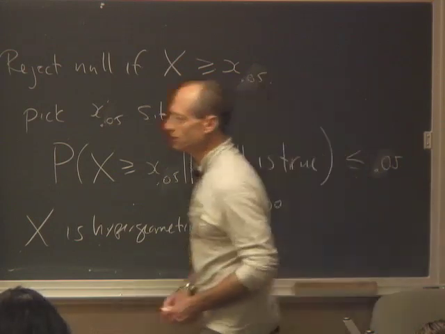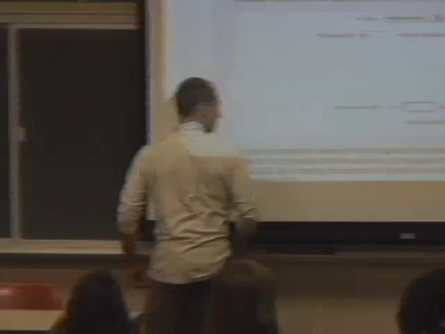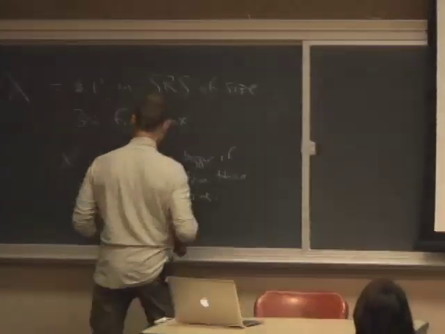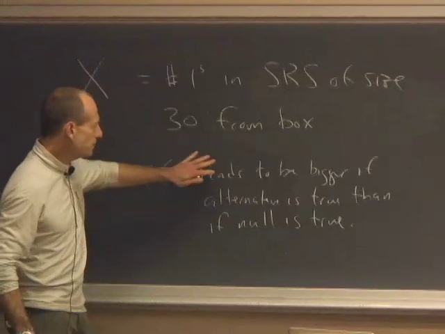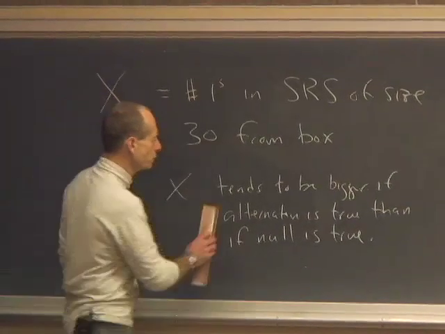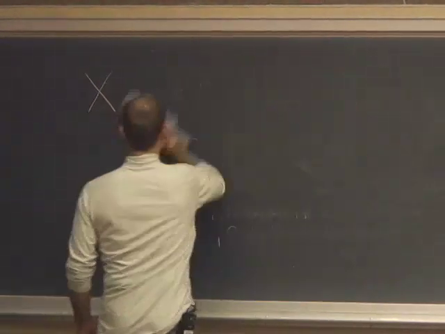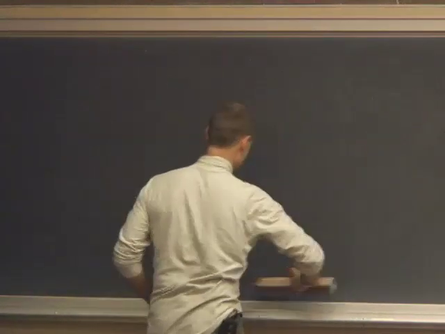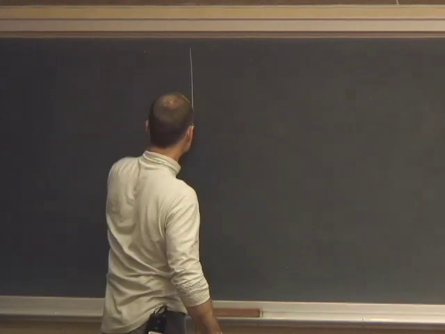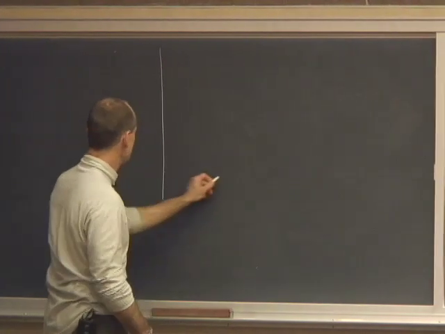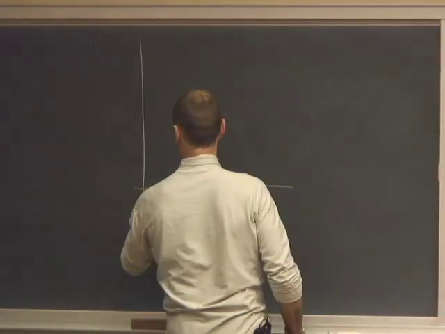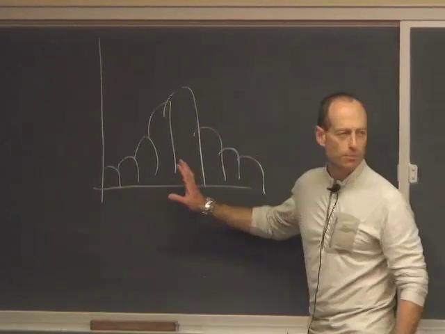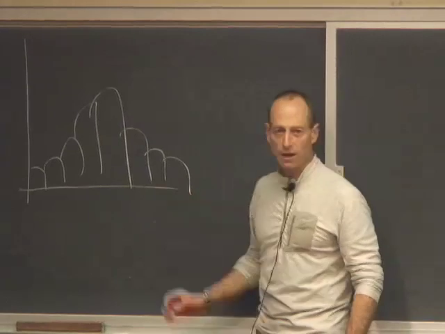Okay, so to sketch this, I have more than one eraser. All right, so remember this. X tends to be bigger if the alternative is true than if the null is true. So we could try to just sketch the scenario: here's, say, the probability histogram for x. So this might be the probability histogram for x if the null hypothesis is true.